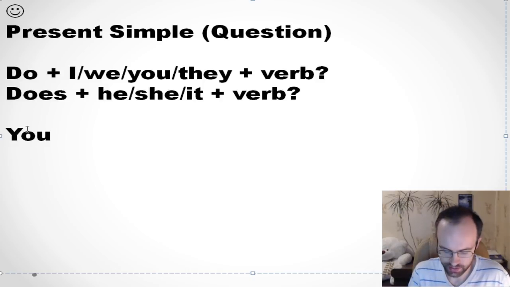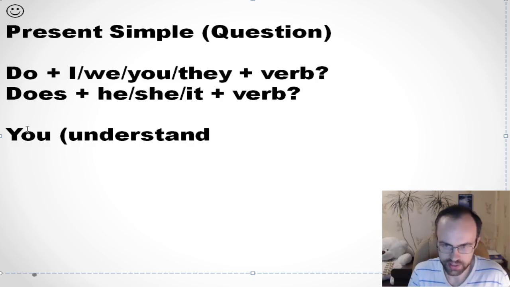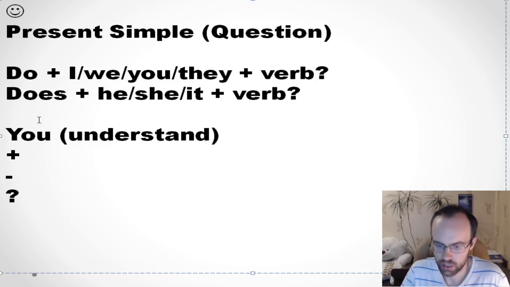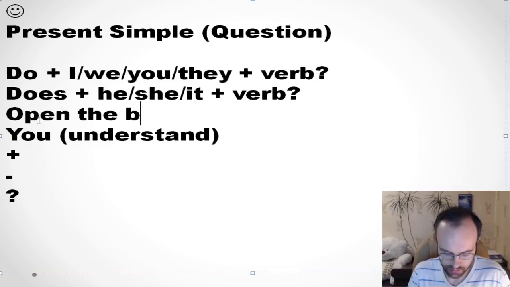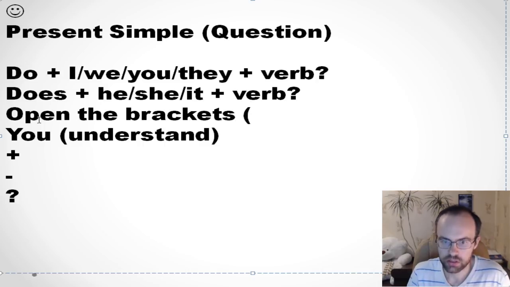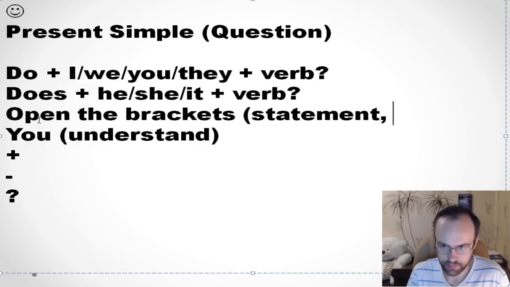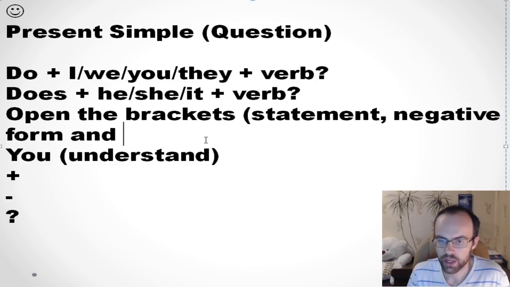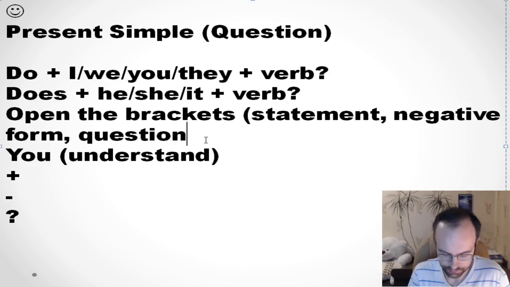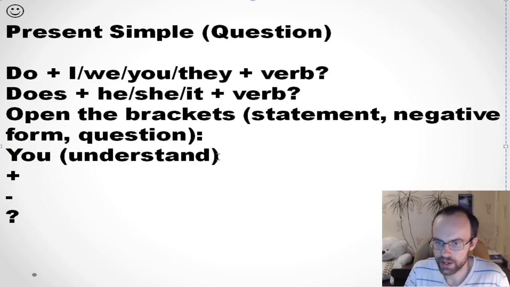You have this sentence: you understand. Say it in a statement, in a negative form, and ask a question. Okay, so open the brackets. Statement, negative form, and a question. Okay? Good. You know, he, she, it, we have S; I, we, you, they, plus verb, no S.